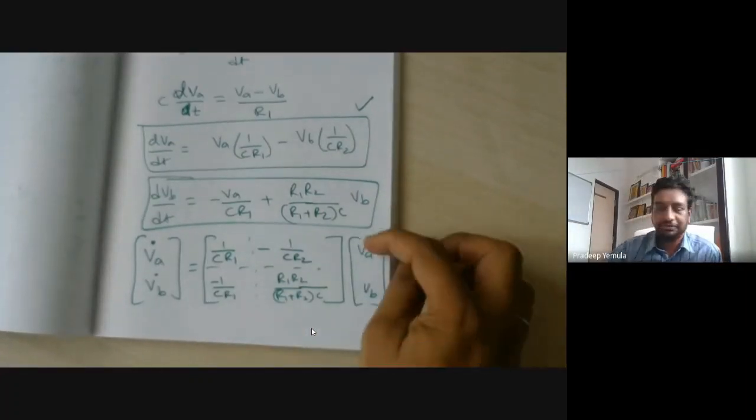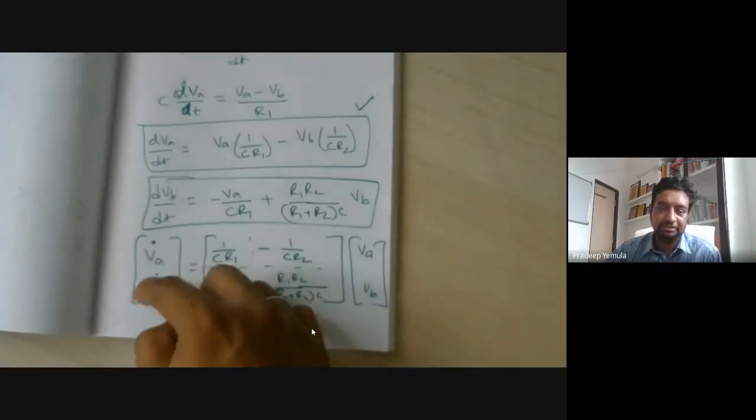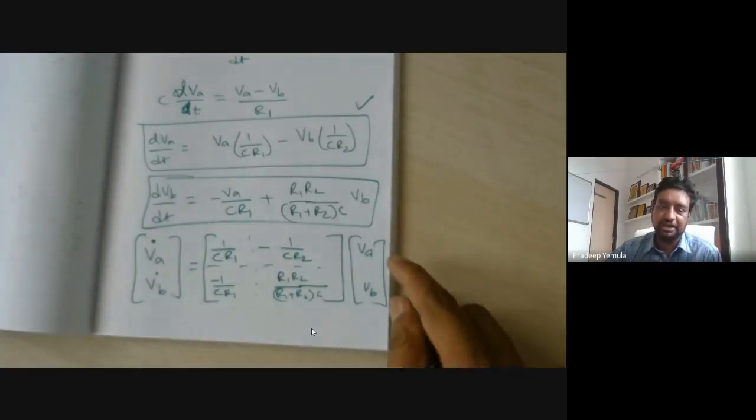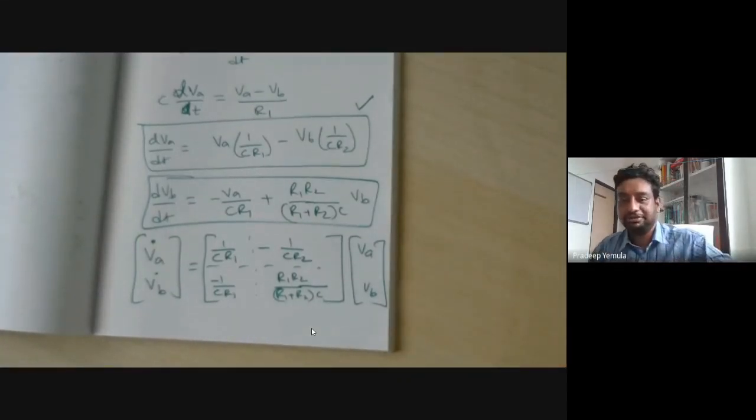Now if I know VA and VB, and all these are constants, then I can know how VA and VB change. Then I can add that back to VA and VB. We can do that by numerical integration. We can do it.